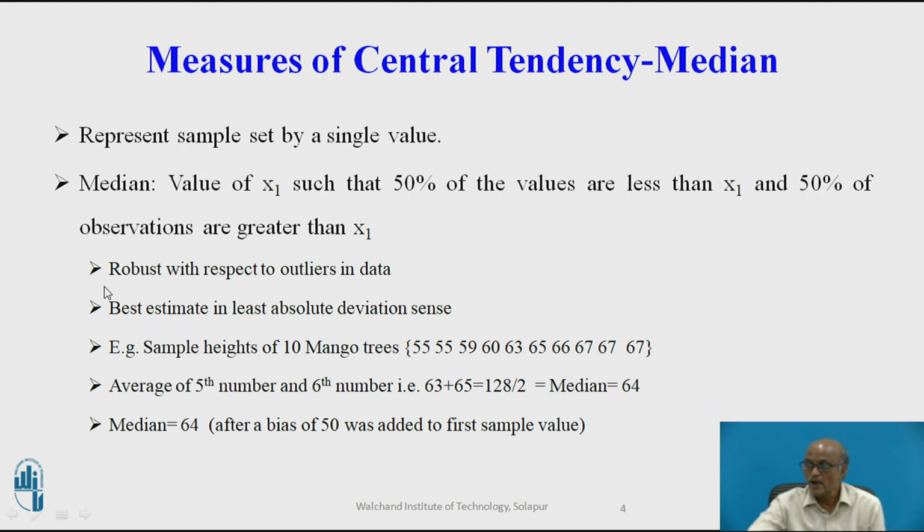Now one more thing: why is it robust with respect to outliers? Because when the sample data 55 is added with 50 it becomes 105, but even after that the fifth and sixth values are still 63 and 65, so the median is not going to change, it is going to be 64 only. That is why the median is robust with respect to outliers, whereas the mean is not robust. That is the meaning.